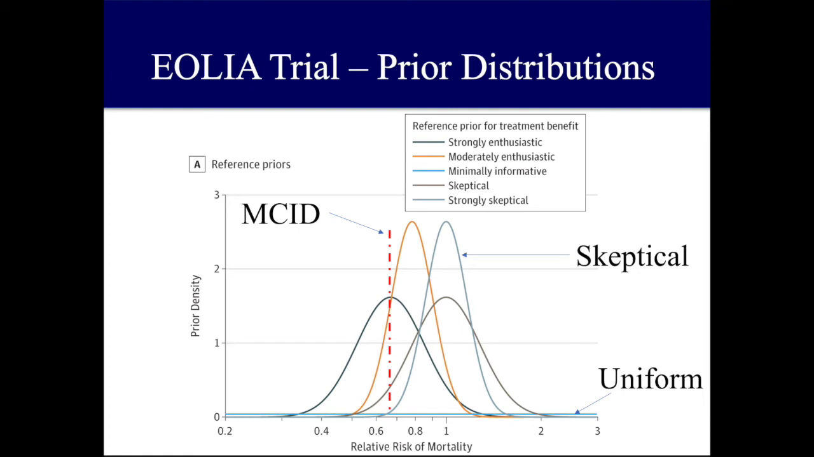They defined a skeptical prior, which is a prior that's centered at 1, which is no effect, but allows for a decreasing probability for benefit and for harm on either side of an estimate of 1. Finally, they set an enthusiastic prior, which was centered at the minimally clinically important difference, but allowed for a greater benefit or more harm on either side of that minimally clinically important difference.